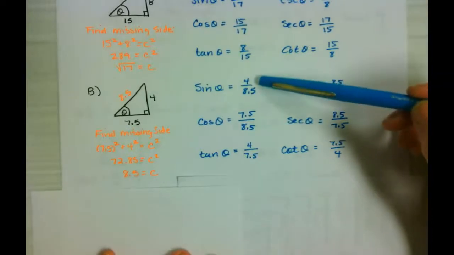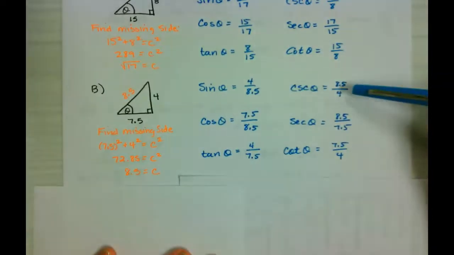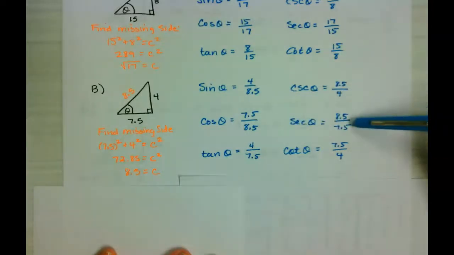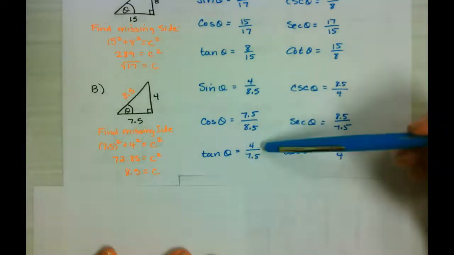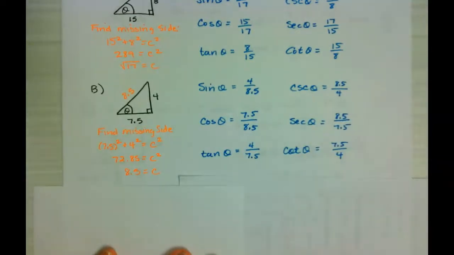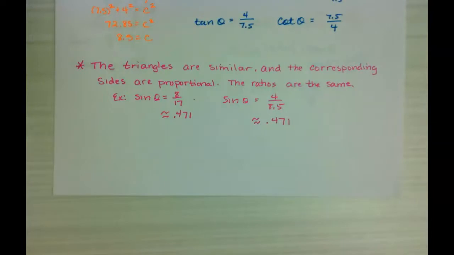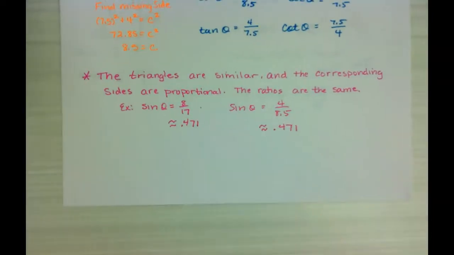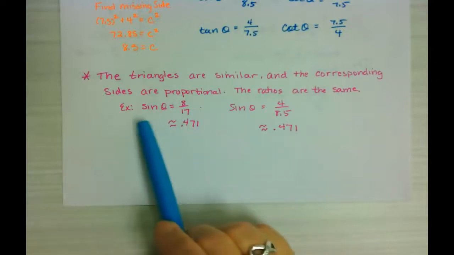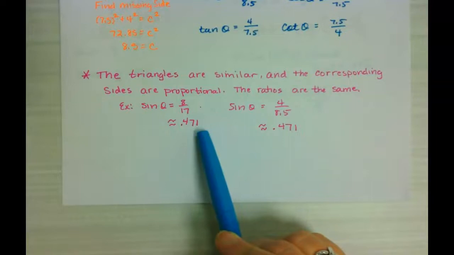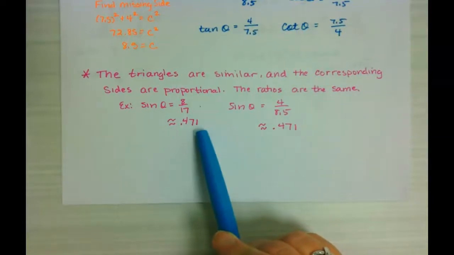So sine is opposite over hypotenuse and flip the ratio for cosecant. Cosine is adjacent over hypotenuse and flip the ratio for secant. Tangent is opposite over adjacent and flip the ratio for cotan. So if you did look at the triangles, you know that they are similar triangles. Corresponding sides are proportional. The ratios are the same. So I can see right here sine of theta is 8 over 17, which happens to be approximately 0.471.